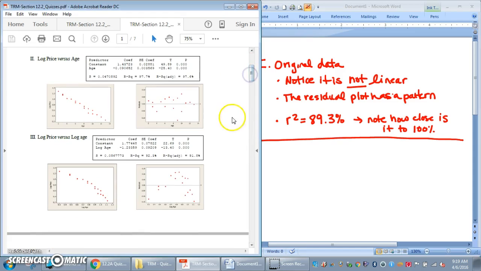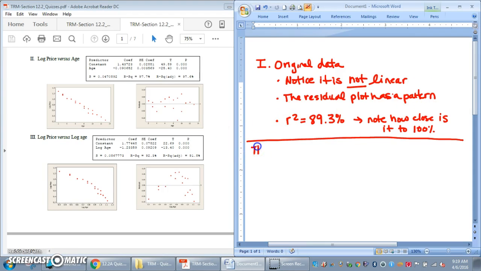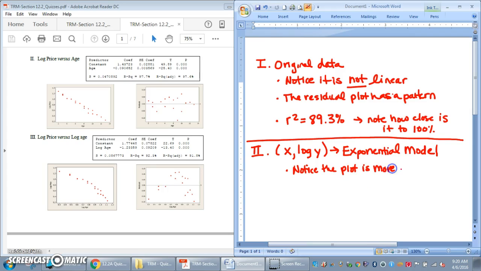If you move on to the second Roman numeral, you should notice that it's log price versus age. Our x value is age, notice the x-axis, and you are taking the log of the y value, notice that's the y-axis and it's the log of price. You should note that this is an exponential transformation. We refer to this as our exponential model. Then you go through and notice the same 3 things. When you look at this scatter plot, the graph is more linear than your original data.